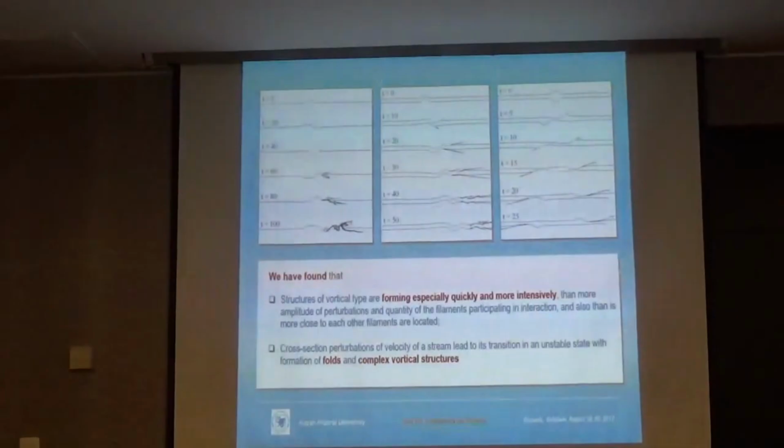We have found that structures of vortical type are forming especially quickly and more intensely, the more amplitude of perturbations and quantity of the filaments participating in interaction, and also the closer to each other the filaments are located. Cross-section perturbations of velocity of the stream lead to its transition in an unstable state with formation of folds, you can see here, and complex vortical structures.